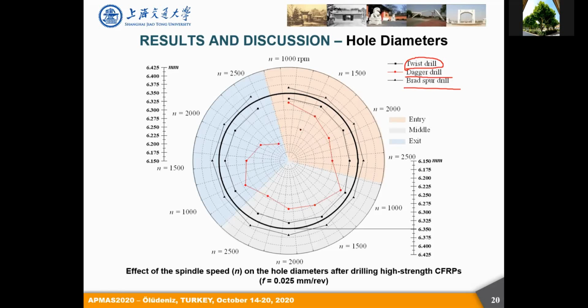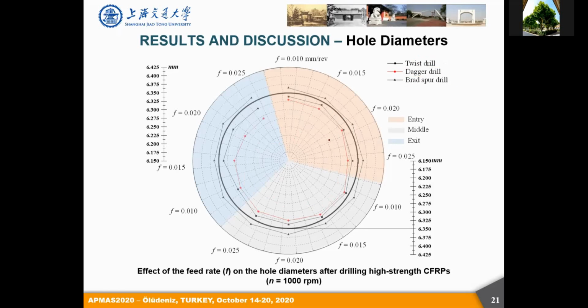So this comparison indicates that the use of the brad and spur drills may benefit the production of more consistent hole diameters for the high-strength composite materials. And the next figures just present the effects of the feed rate on the hole diameters when using the different types of drill bits. Basically, increasing the feed rate tends to enlarge the hole diameters. And the brad and spur drills also produced much more consistent hole diameters than the other types of drill bits.